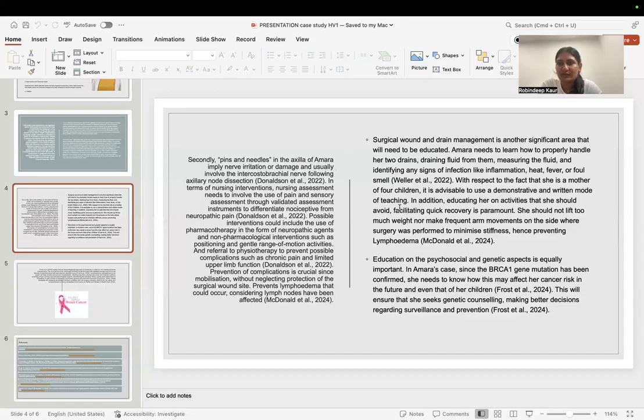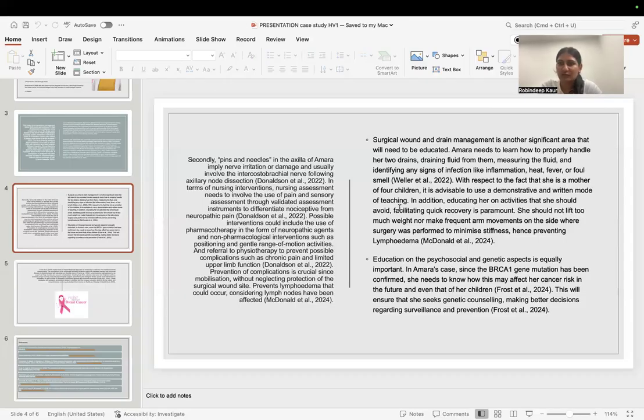Surgical wound and drain management is another significant area that will need to be educated. Amara needs to learn how to properly handle her two drains and drain fluid from them, measuring the fluids and identifying any signs of infection like inflammation, heat, fever, or foul smell. With respect to the fact that she is a mother of 4 children, it is advisable to use a demonstrative and written mode of teaching. In addition, educating her on activities that she should avoid to facilitate quick recovery is paramount.